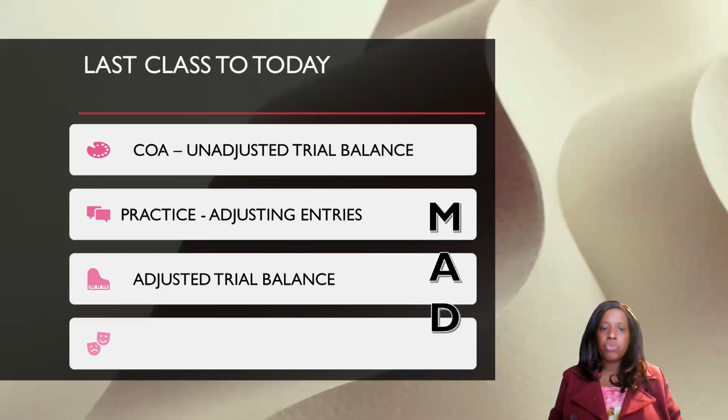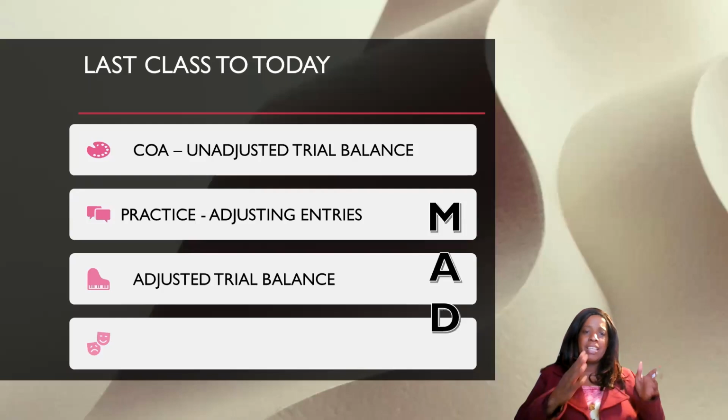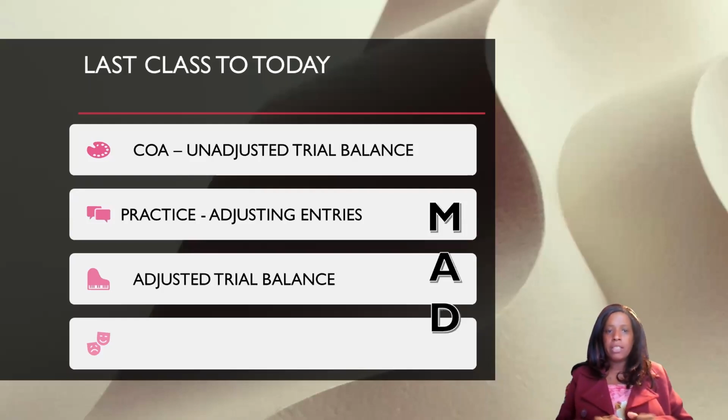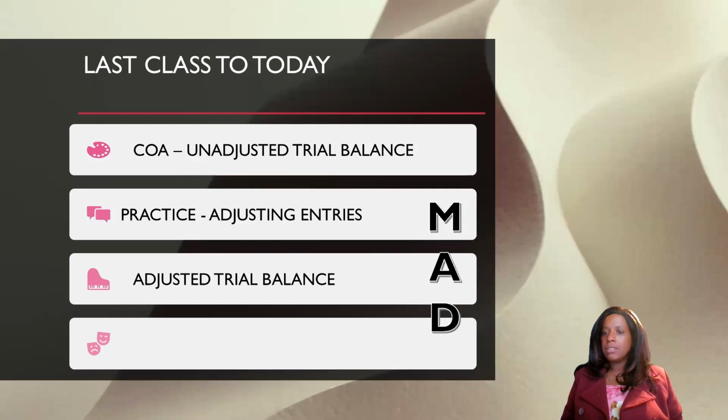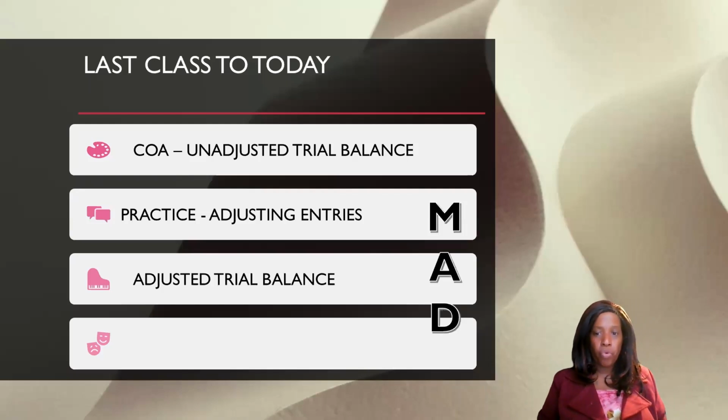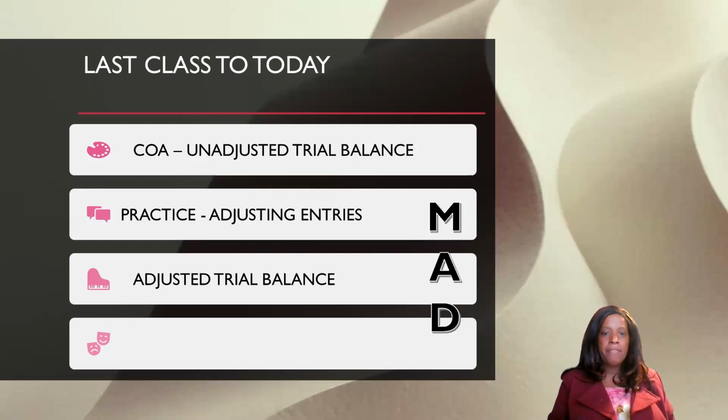So last class, we did adjusted trial balance, where we talked a little bit about the unadjusted trial balance. Then we talked a little about the adjusting entries. And who does the adjusting entries? An accountant would usually do the adjusting entries. A tax preparer may do the adjusting entries if they're trying to do the tax returns for the client. And then you do the final adjusted trial balance.